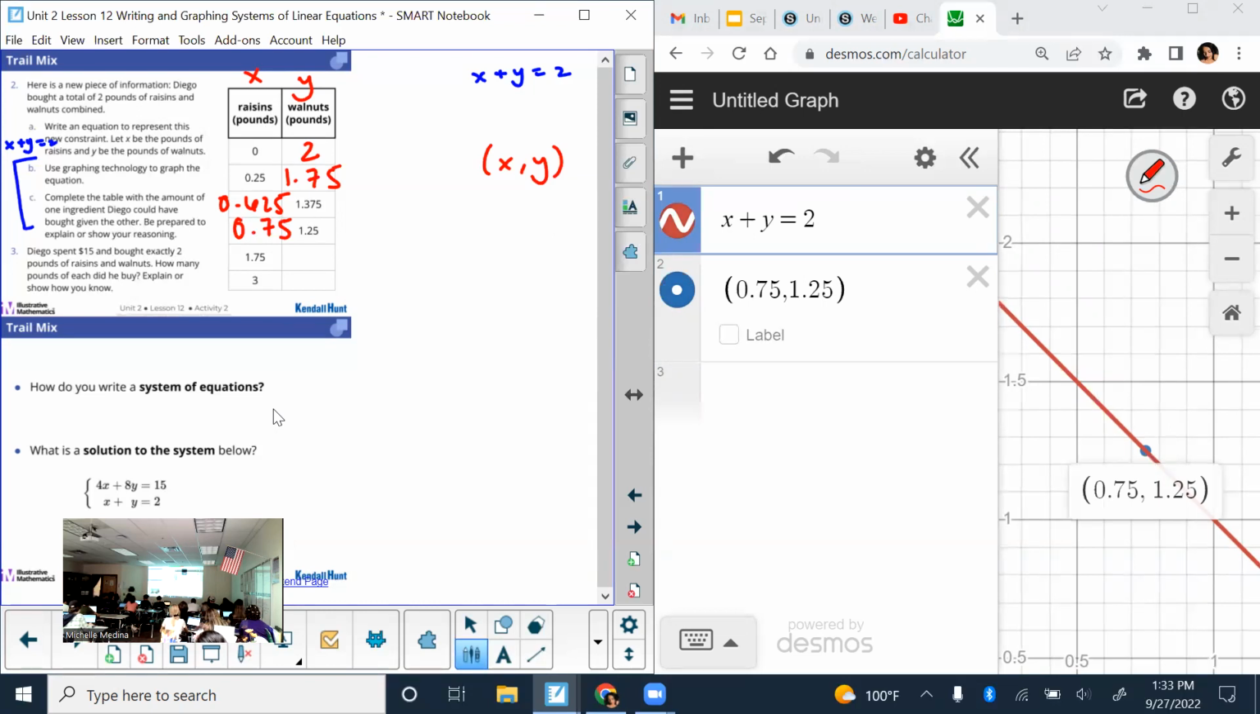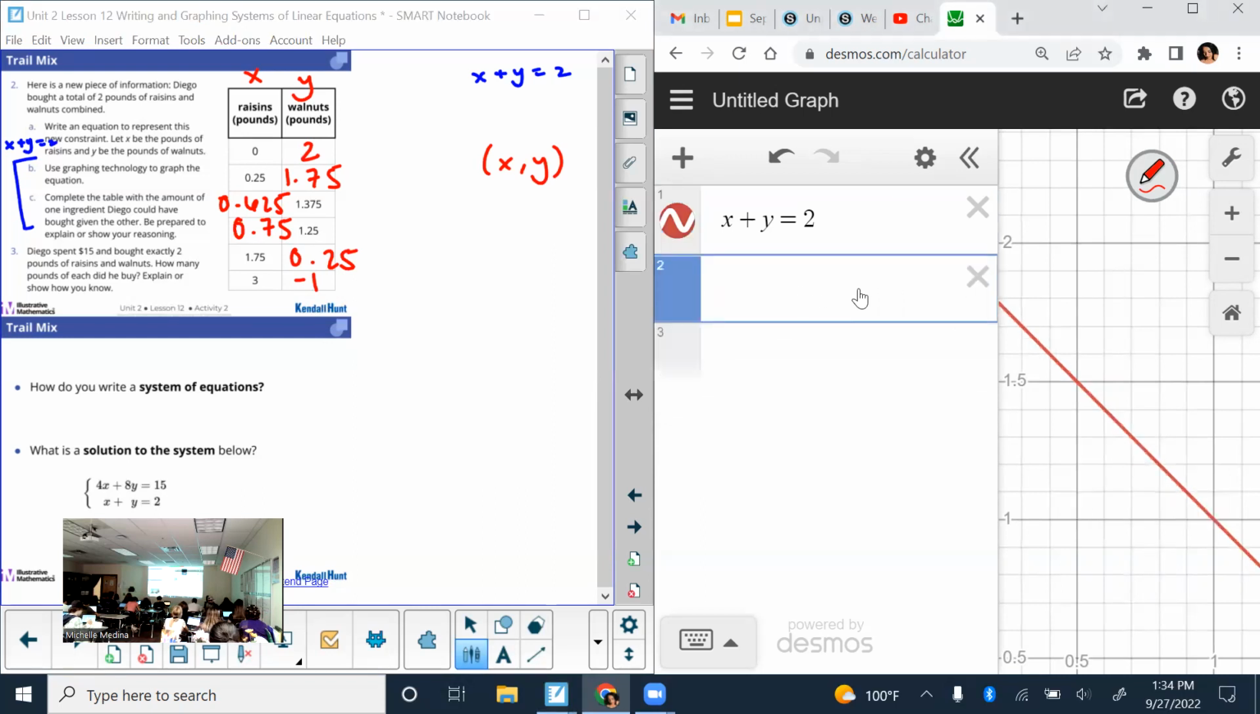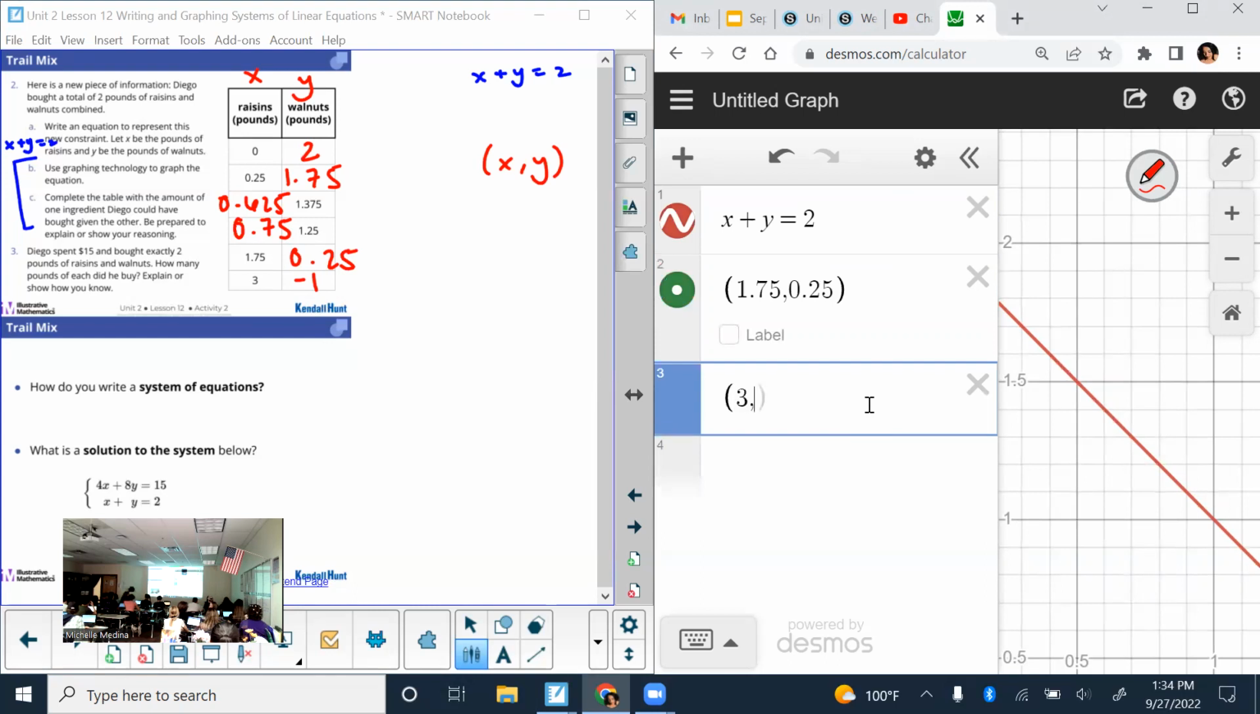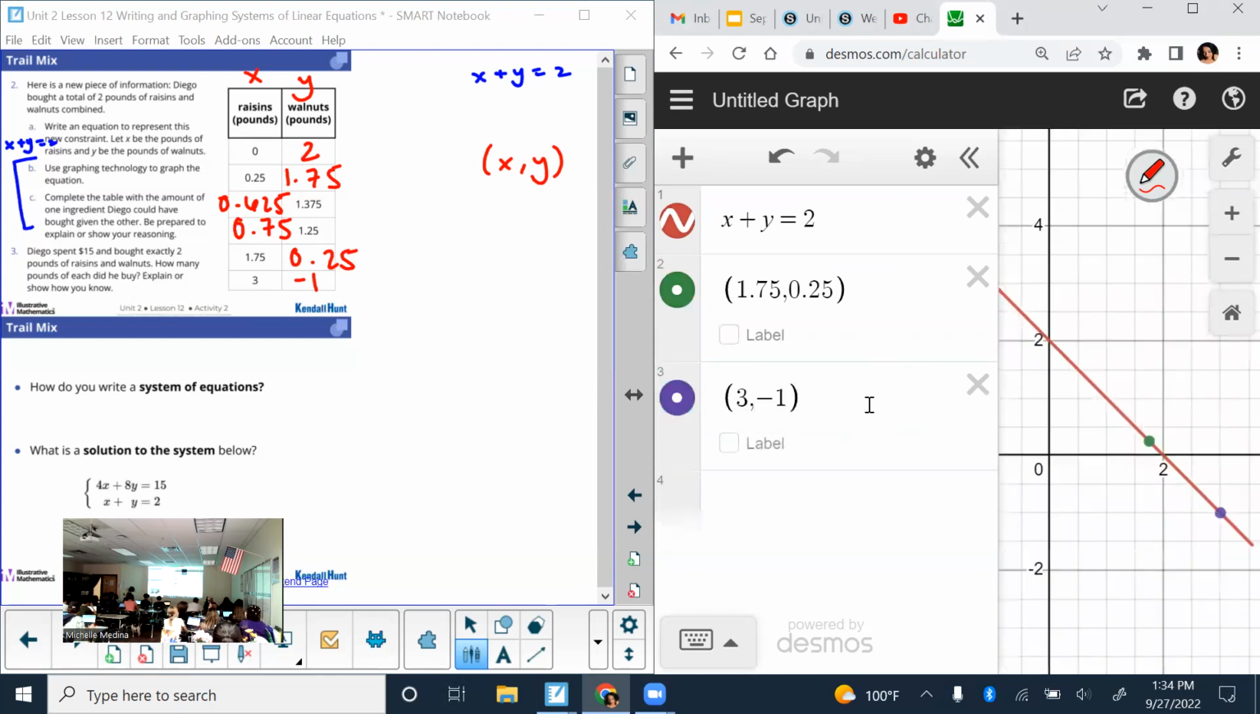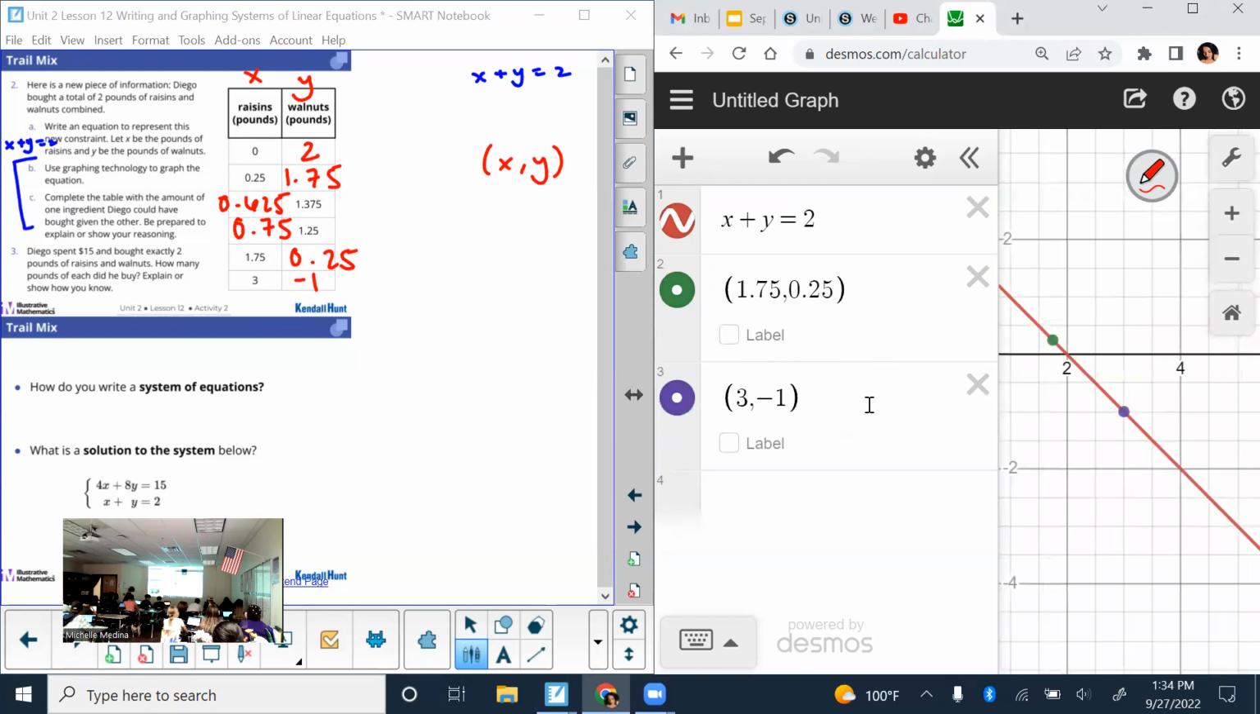What about when X is 1.75? What's the Y? 0.25. And what's the Y when X is 3? Anyone disagree with that? I only heard Bailey, so hopefully you guys were able to find that. 1.75 comma 0.25. 3 and then -1. Look, they both are on the line.